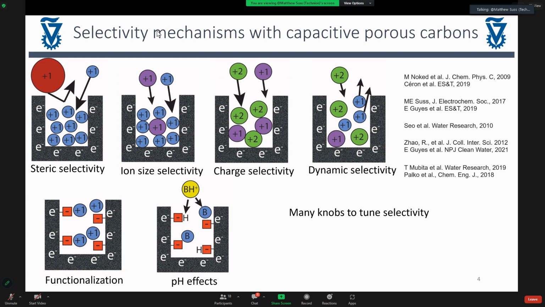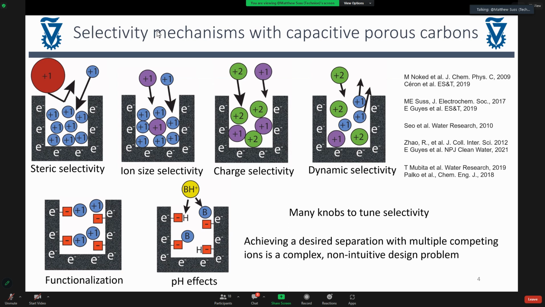What I'm hoping to impart today is that you can imagine all these things are acting in concert. You can't really separate between them. You'll always have ion size effects, charge effects, pH effects, and functionalization, for example. And in water, you typically have maybe a dozen different ions, maybe half a dozen competing ions, anions, for example, or cations.